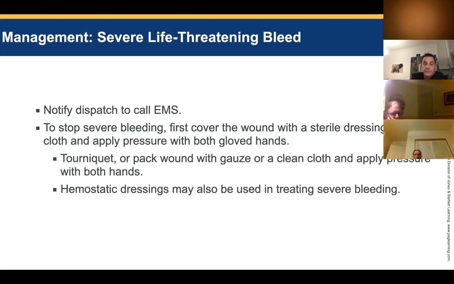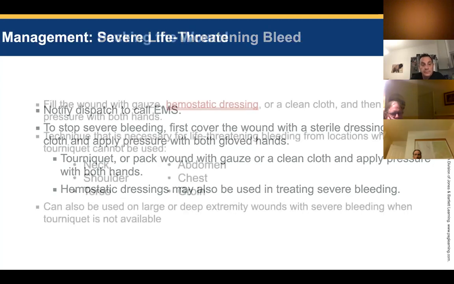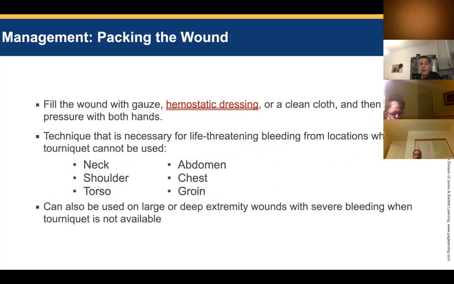Hemostatic dressings may also be used in treating severe bleeding. Fill the wound with gauze, hemostatic dressing or clean cloth, and then apply pressure with both hands. Technique that is necessary for life-threatening bleeding from locations where a tourniquet cannot be used: neck, shoulder, torso, abdomen, chest, groin. So tourniquet can only be used on extremities, on the arms, legs, basically. Can also be used on large or deep extreme wounds with severe bleeding when tourniquet is not available. So we're talking about packing the wound again.